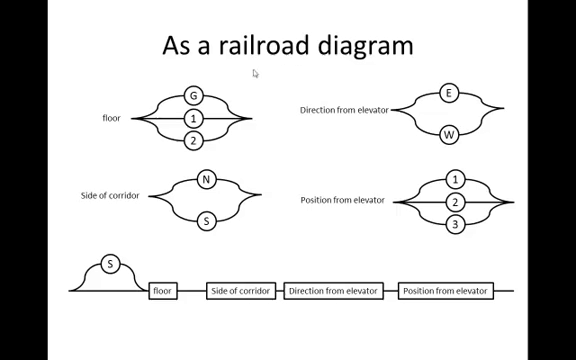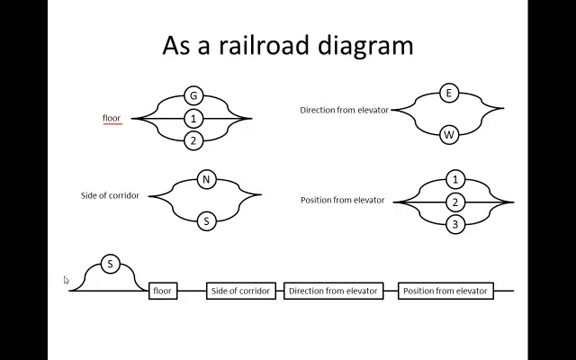So we've got railroad diagrams here, and basically we're looking at this one here. We're going to define the term floor, so we're defining it by actually drawing this railroad diagram here. So it can be a choice between ground floor, first or second. Similarly, the direction from the elevator is east or west, the side of the corridor is north or south, and the position from the elevator is 1, 2 or 3.